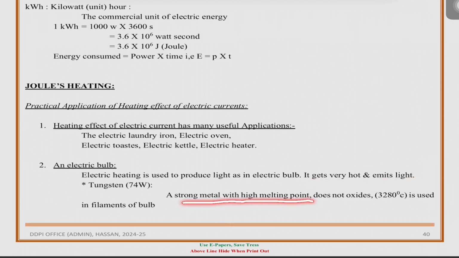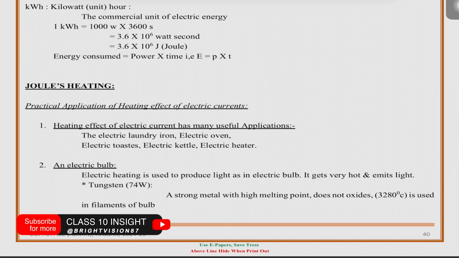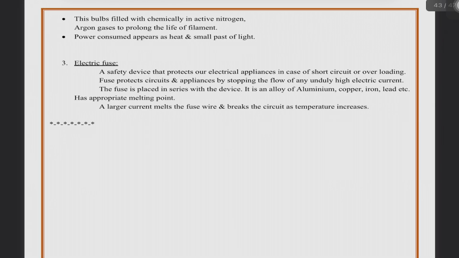A strong metal with a high melting point that doesn't oxidize is used as a filament in the bulb. That is nothing but tungsten, which is used in electric bulbs, which also works on Joule's law of heating. For MCQs, we can expect one question on tungsten. So, it has a high melting point. The bulbs are filled with chemically inactive nitrogen and argon gases to prolong the life of the filament. The power consumed appears as heat and a small part as light.